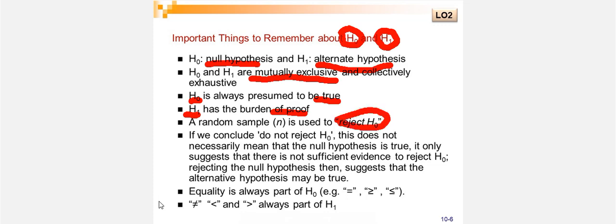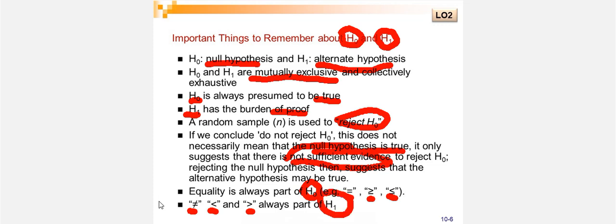If we conclude do not reject H0, this does not necessarily mean that the null hypothesis is true. It only suggests that there is not sufficient evidence to reject H0. Rejecting the null hypothesis then suggests that the alternative hypothesis may be true. Equality is always part of H0. Example, equal, more than or equal, smaller than or equal. Not equal, smaller, and bigger are always part of H1.